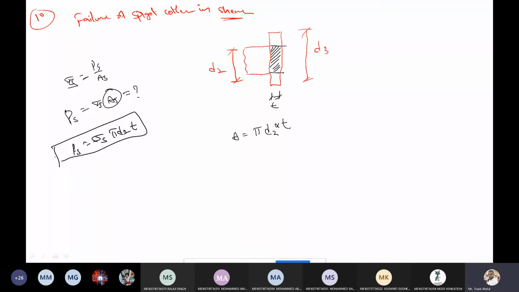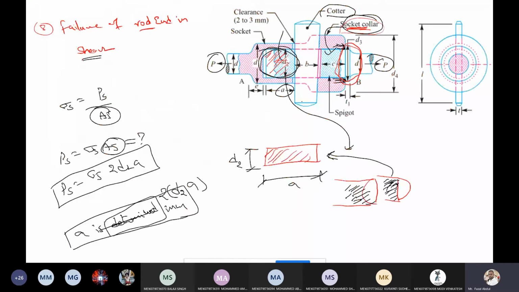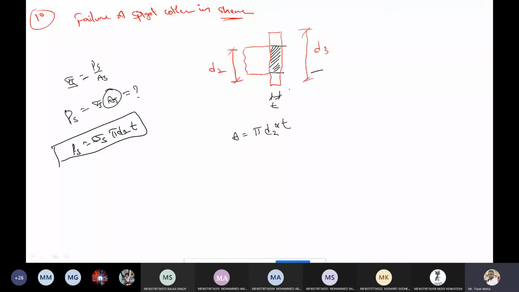Now with this equation, what we are going to calculate is T1. T1 is going to be determined. If it is a numerical, you have to write the value of T1 here. Because it's a derivation, we are writing T1 is determined here. If it is a numerical, you have to write the value here. This is the 10th point.